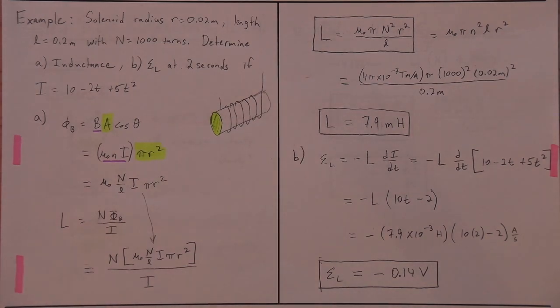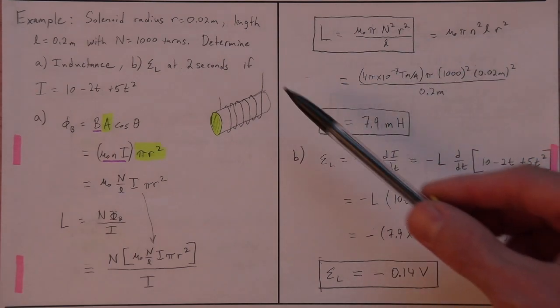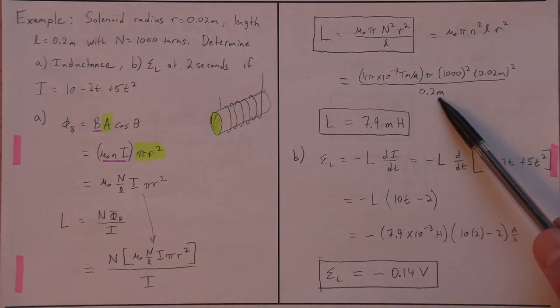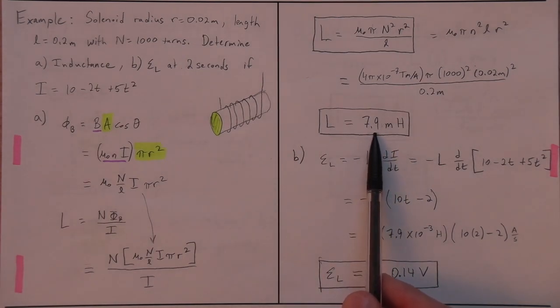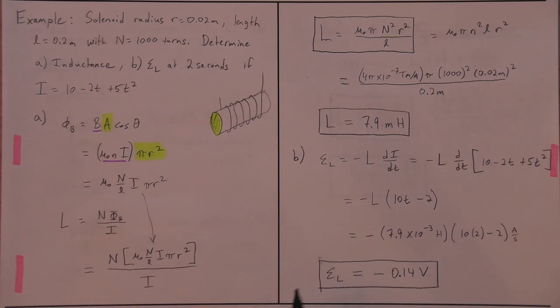As you can see, I've highlighted these two steps. This is what I want you to focus on. The details you can work out yourself on the AP if it comes up. The next step, I'm just plugging in mu zero, the pi, the N, the radius that was given, 0.02 meters, and the length, which is 0.2 meters, and I get 7.9 times 10 to the minus third henry, or as I write it here, 7.9 millihenries. Okay, so that's the inductance.